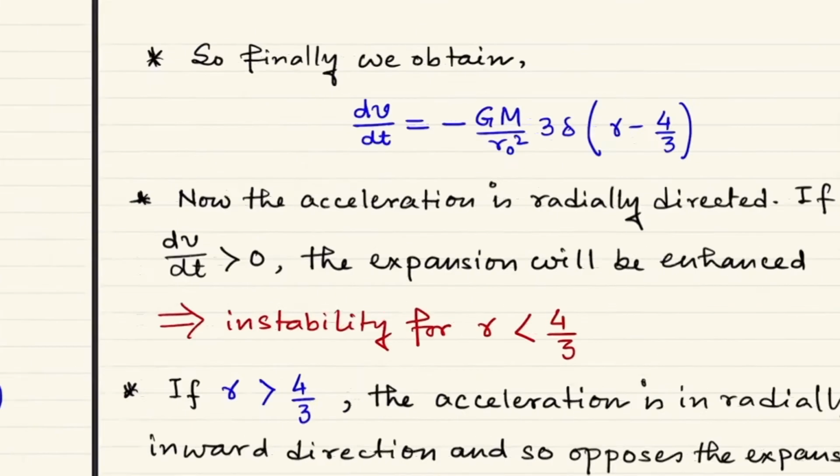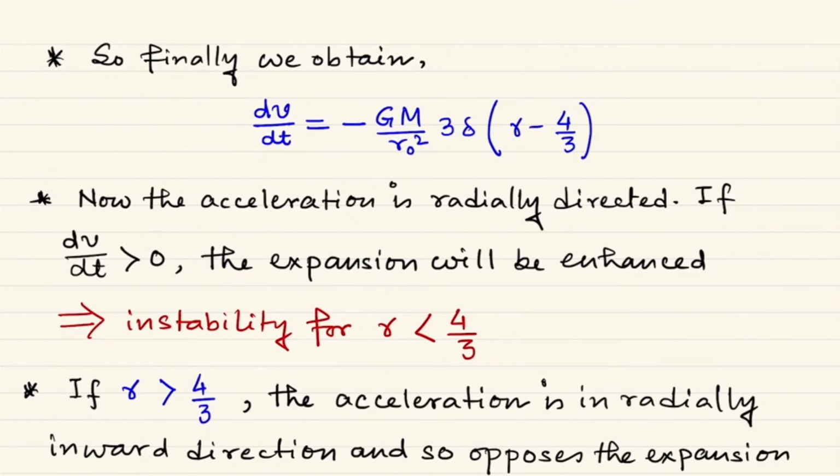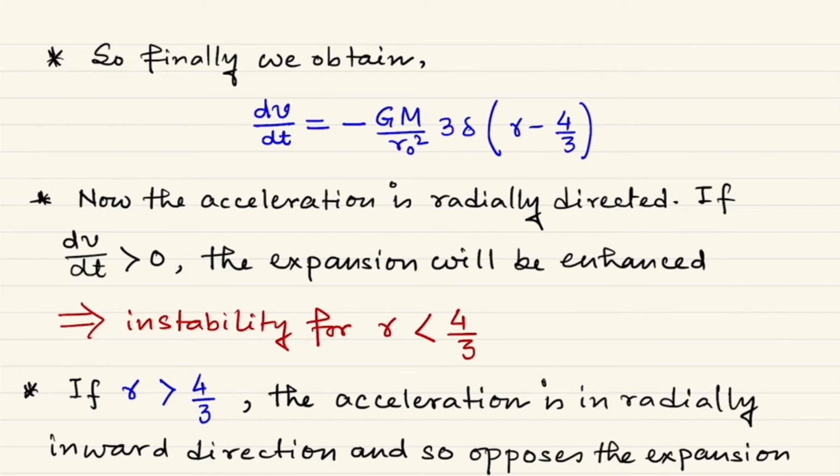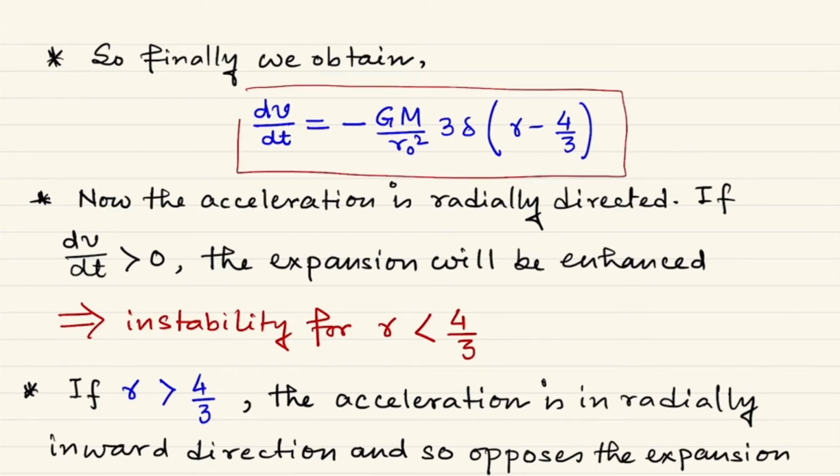So finally what we obtain? We obtain that dv dt is equal to minus GM by r0 square times 3 delta within bracket gamma minus 4 by 3. So this is the final equation actually. Okay, this is the final equation one should write for the acceleration of a fluid particle situated at a distance r from the center.